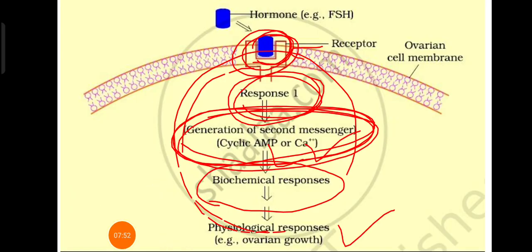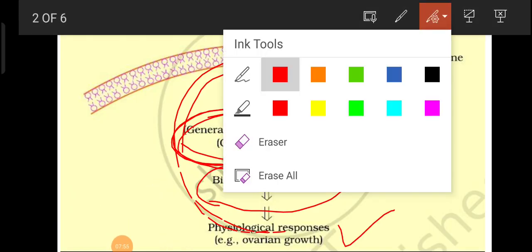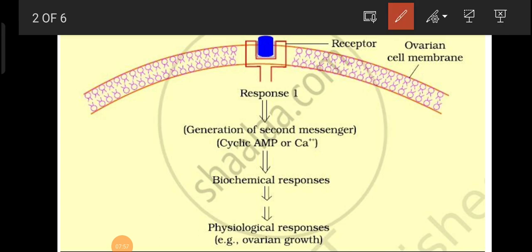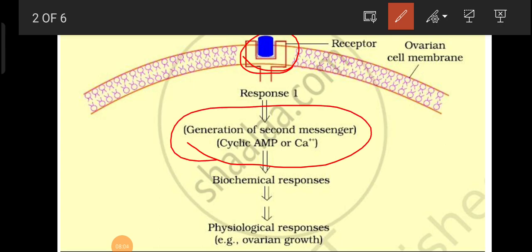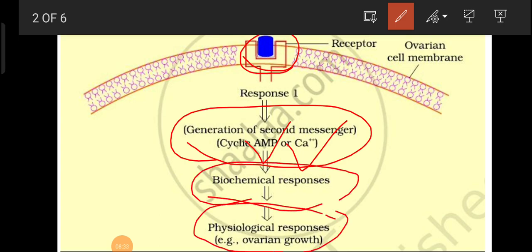So what we saw here is that the receptors which are present on the outer membrane of the cell will form secondary messengers like cyclic AMP and calcium ion. Don't forget that this is a direct question which is asked: which of the following is a secondary messenger? Remember that cyclic AMP and calcium ion are examples of secondary messengers. Sometimes in your exam they will ask which type of hormone will produce secondary messengers. Remember that proteinous nature hormones will form secondary messengers. After that come the biochemical responses, and then the physiological responses.